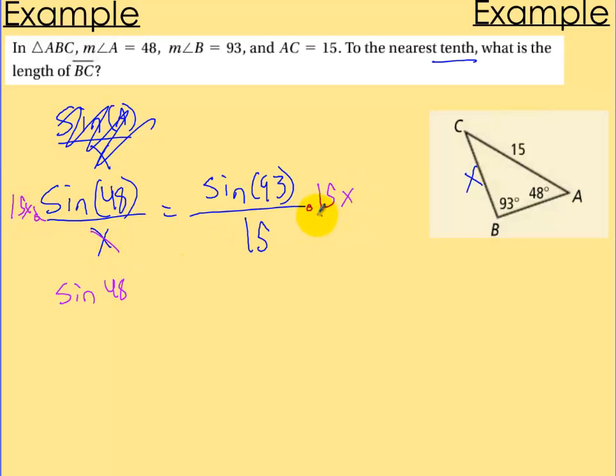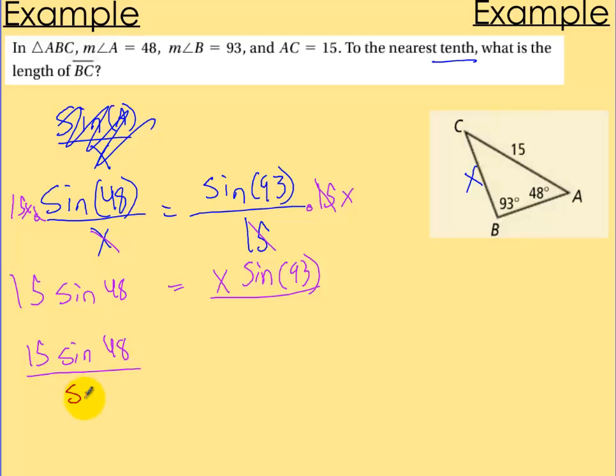So these X's cancel, these 15s cancel. So you get 15 sine of 48 equals X times sine of 93. And then you've got to divide by sine of 93 on both sides. So my equation will be 15 sine of 48 over sine of 93 equals X.